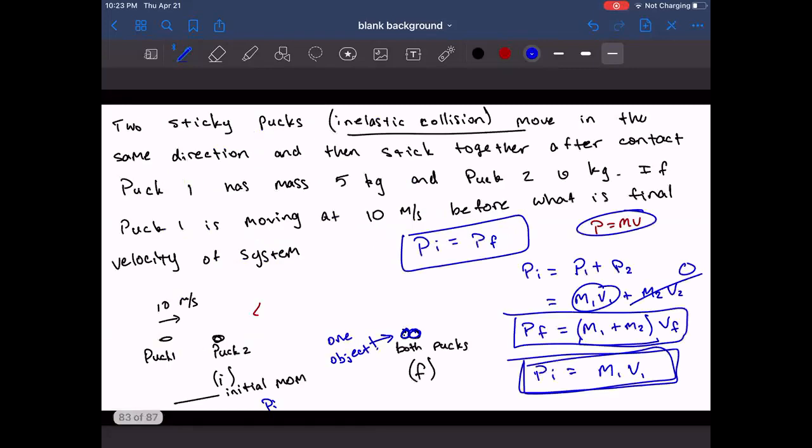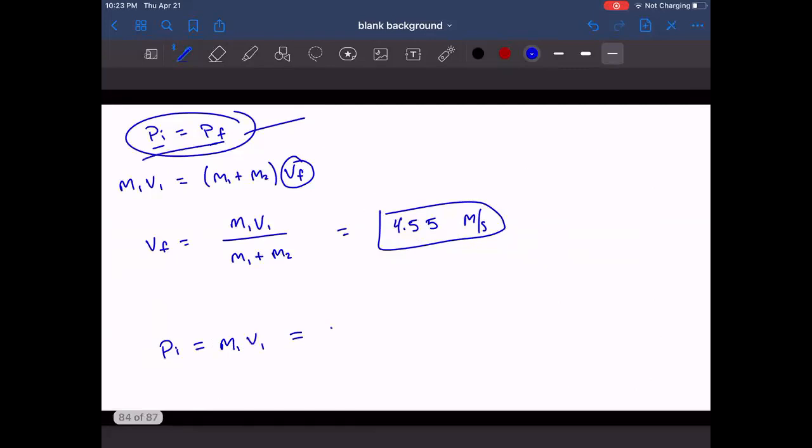Which is 5 times 10. Then they ask you to calculate the final momentum. Again, it's just this, which is, well, now this combined mass here is 11. 5 plus 6, those are the numbers there.